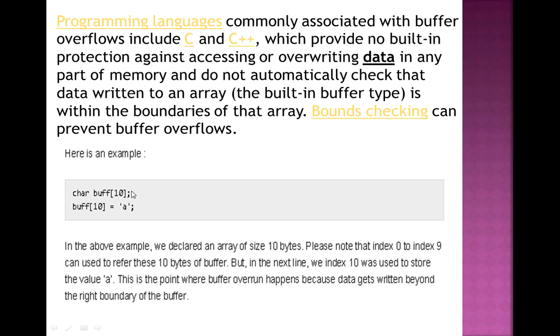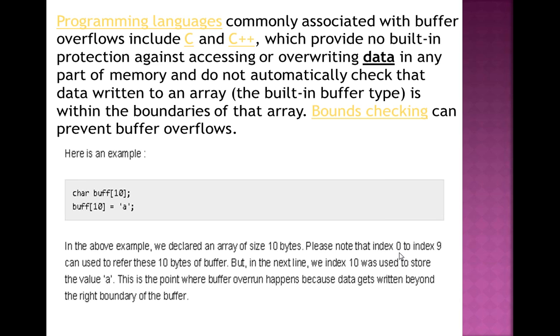One is char buffer[10]. So buffer is the array that contains 10 values, that is from 0 to 9, and buffer[10] equals 'A', that is, the character A is stored into the buffer. This says in the above example we declare an array of size 10 bytes. Please note that this is from index 0 to 9. This contains 10 numbers, but 0 to 9 can be used to refer to these 10 bytes of buffer.